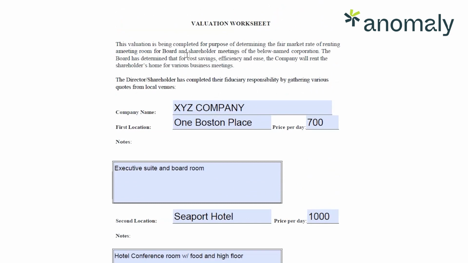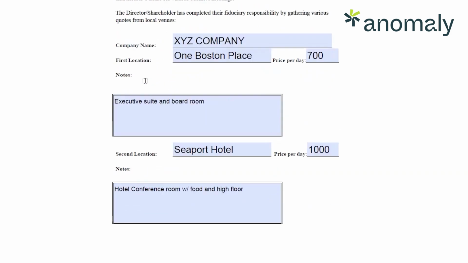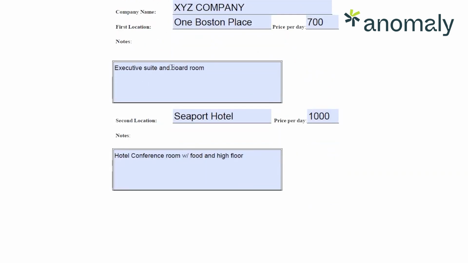So that's great. We feel good about that. That's done. We can put this in the records now. So the board has a record of what the cost should be for the fair market rental of a home.